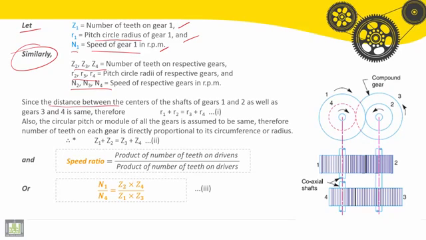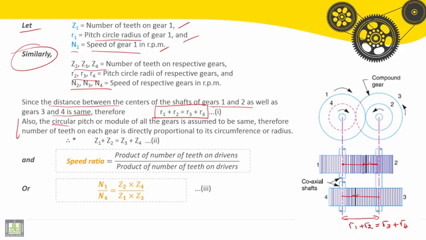Since the distance between the centers of the shafts of gear 1 and 2 as well as gear 3 and 4 is the same, therefore R1 plus R2 should be equal to R3 plus R4. It is the same: R1 plus R2 equals R3 plus R4.